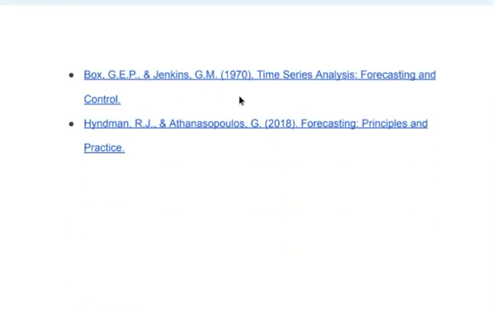For further reading, consider exploring these scholarly sources. Box, G.P. and Jenkins, G.M., Time Series Analysis, Forecasting and Control. Hyndman, R.J. and Athanasopoulos, G., Forecasting: Principles and Practice.